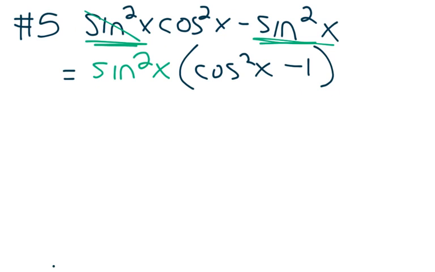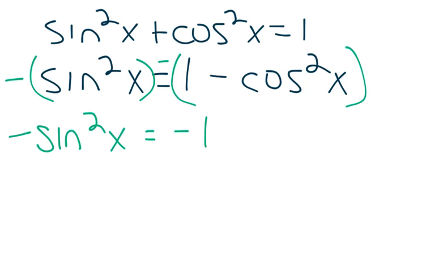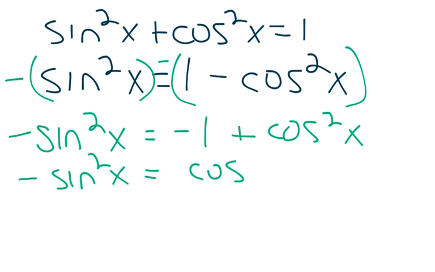Well, the issue is that in this one, the cosine is positive and the 1 is negative. But in our identity, the 1 is positive and the cosine is negative. So remember when I told you guys that sometimes you'll have to multiply everything by negative? So if I multiply both sides of my Pythagorean identity by negative, I get negative sine squared x is equal to a negative 1 plus cosine squared x. And if I flip that around, I get cosine squared x minus 1.